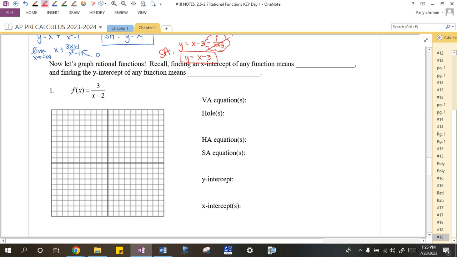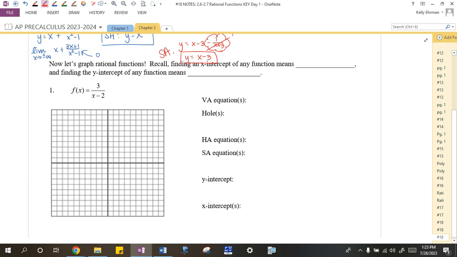So now we're in chapter 2.7, and we're going to just put all of the information that we learned yesterday into actually sketching these graphs if we didn't have a graphing calculator. So before we get into it, remember for any function, we're going to be doing this all throughout the year.